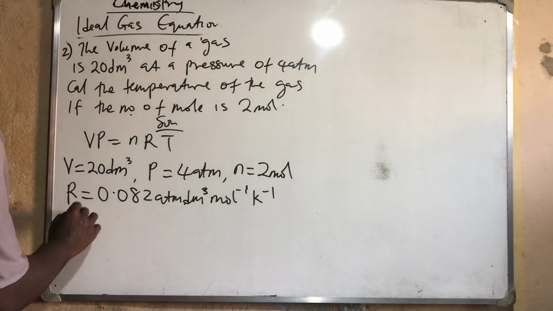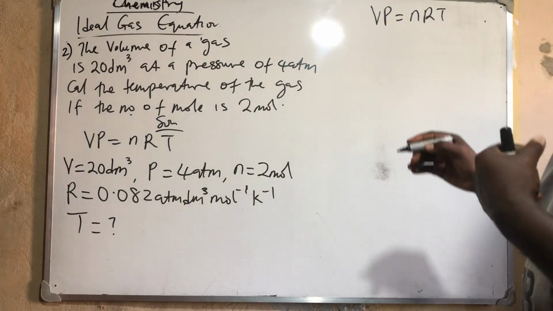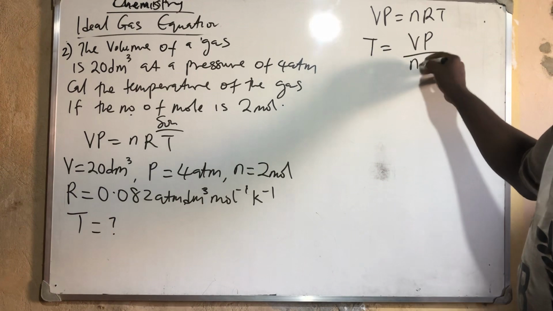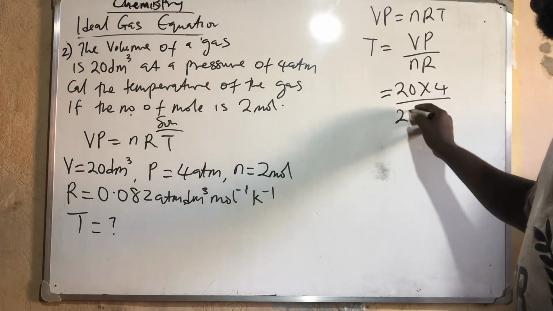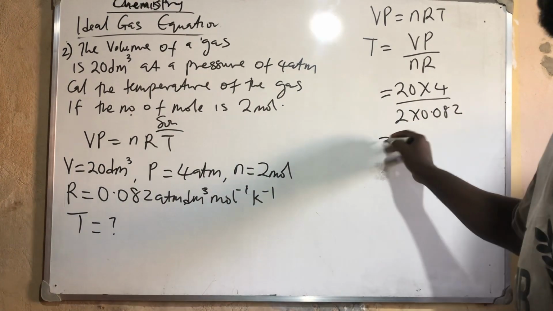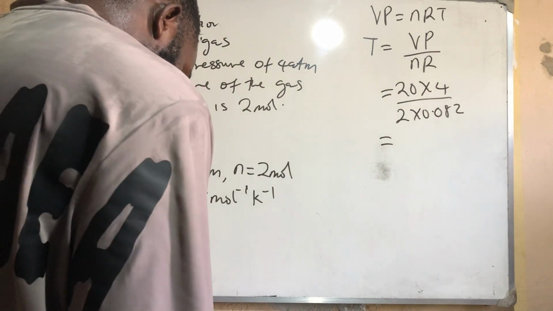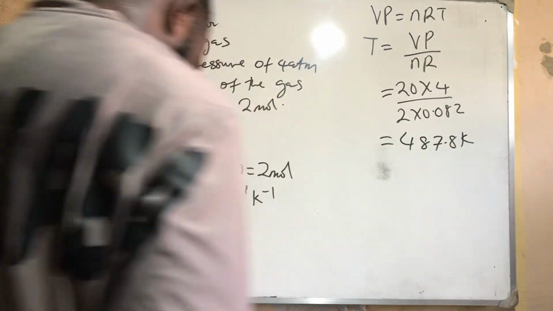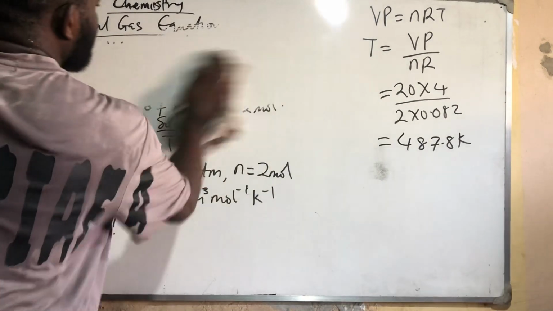Very, very important. So they are now asking me my temperature, which is unknown. So let me now put everything in. I know that my PV is equal to nRT. My T that I'm looking for will now be PV over nR, which is equal to 20 times 4 divided by 2 times 0.082. If you do everything, you will now get that the temperature is 487.8 Kelvin. Very, very simple. So let's go to the next question.